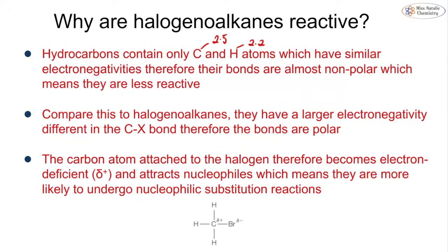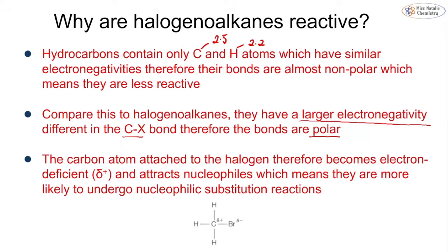This is why we require things like UV light in order for a substitution of an alkane to happen. When we compare this to the halogenoalkanes, they have a much larger difference in electronegativity in their carbon to halogen bond. We already know that the halogens are the most electronegative atoms in the entire periodic table. So because of this, we get polar bonds.